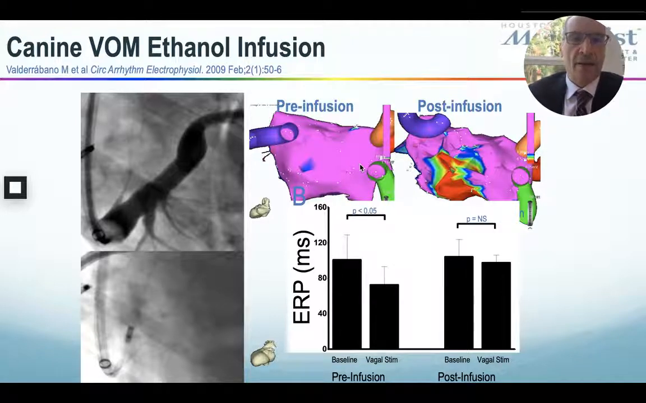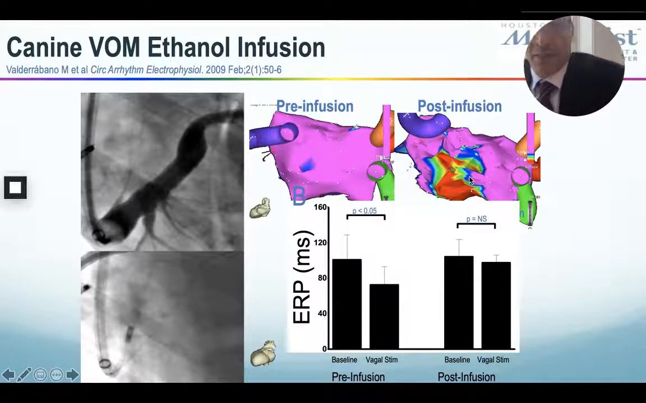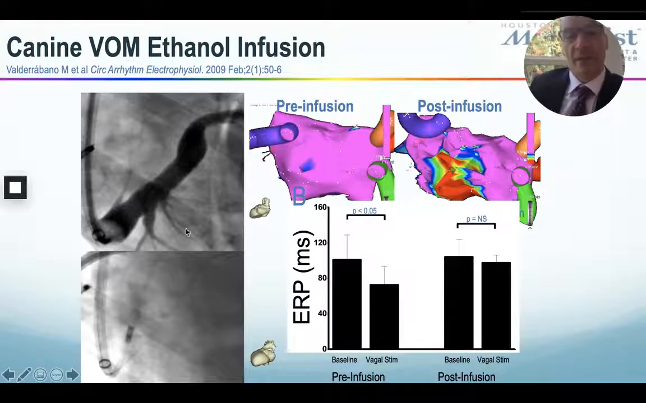And indeed, we published a series of animal experiments in 2009 where we had done cannulation of the vein of Marshall in canines and performed a 3D map of the left atrium before and after ethanol infusion. And we showed that we could achieve a small area of scar in the neighborhood of the vein of Marshall, going from the mitral annulus towards the left inferior pulmonary vein.